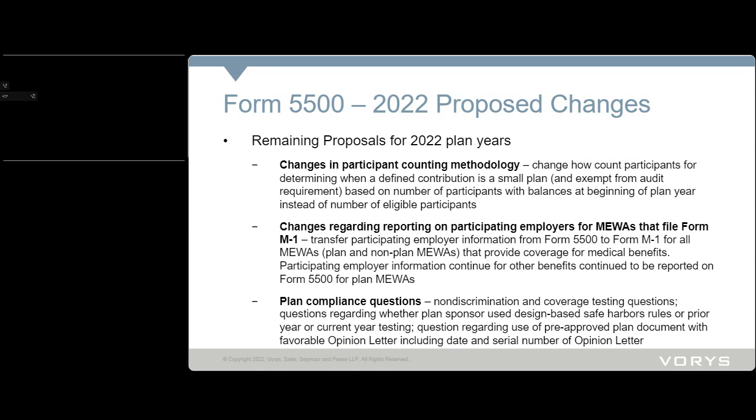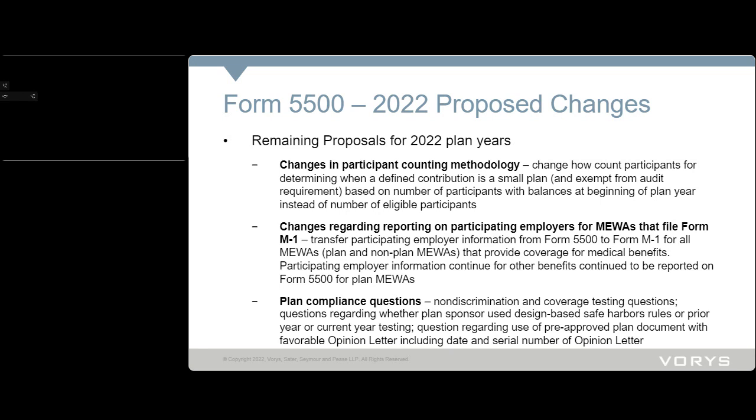And then there are some changes suggested regarding reporting on participating employers for MEWAs that file Form M-1. This would essentially transfer the participating employer information from the Form 5500 to the Form M-1 for all MEWAs, plan and non-plan MEWAs, but only those providing coverage for medical benefits. So MEWAs that are providing other types of benefits would still have to report on the 5500 as proposed.